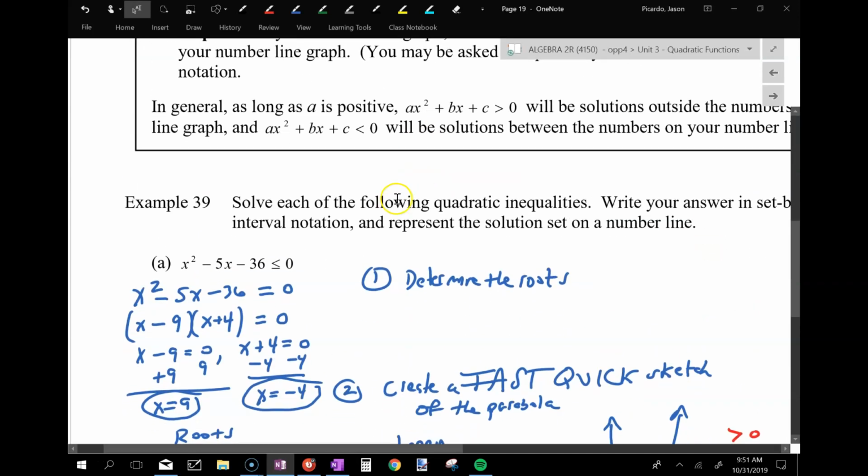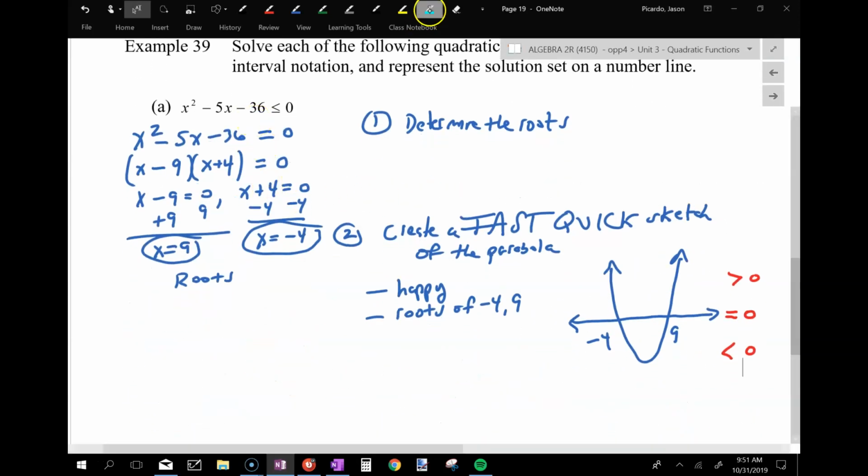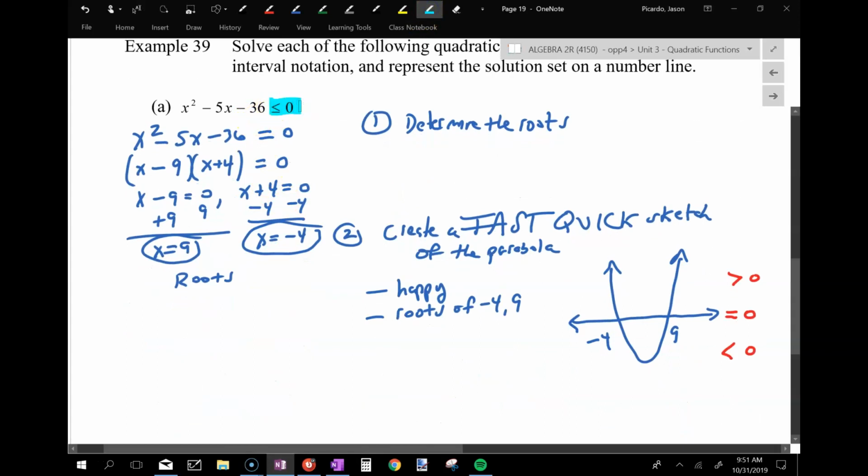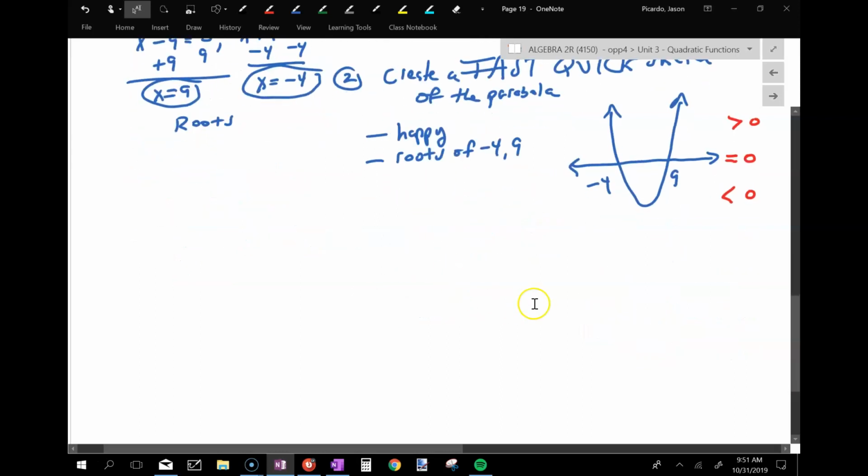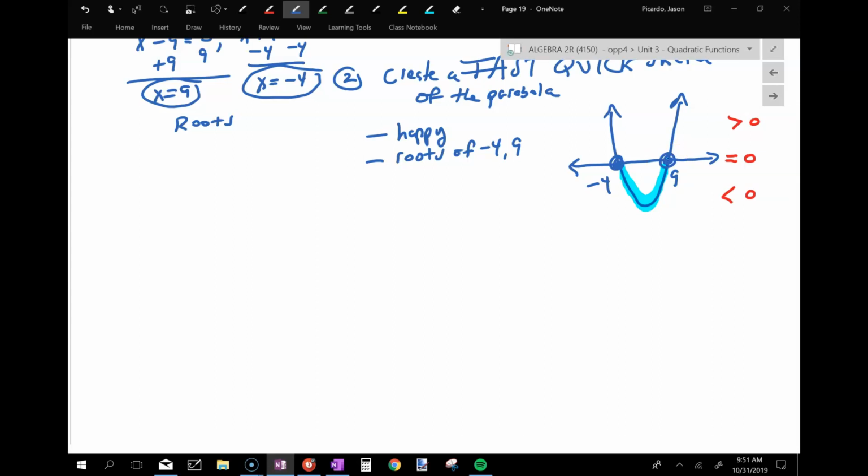Let's analyze it. What do I want to know about this parabola? Where is this parabola less than or equal to 0? Everywhere below, right, including the roots. Am I going to include the roots? Yeah, because it said less than or equal to.